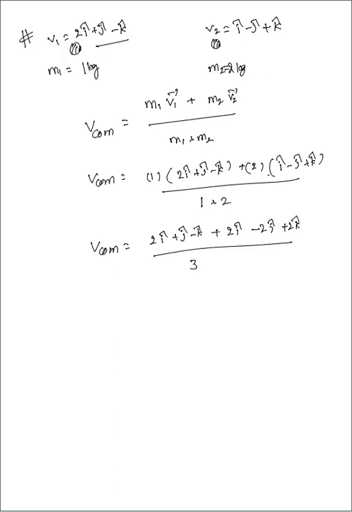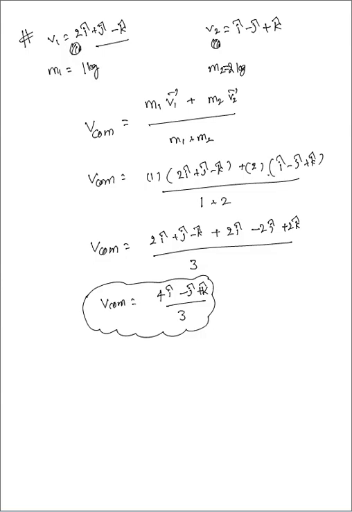Therefore VCOM, what do we get here? 2i cap plus 2i cap, 4i cap; minus 2j cap plus j cap means minus j cap; minus k cap plus 2k cap will be plus k cap; divided by 3. This is the answer for this question. So this is simply the velocity of center of mass. In some cases they will ask you the velocity of center of mass, these all things they can ask you.